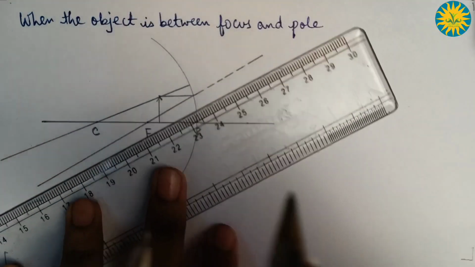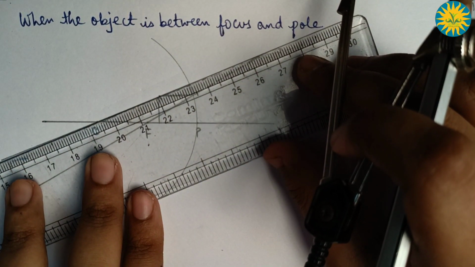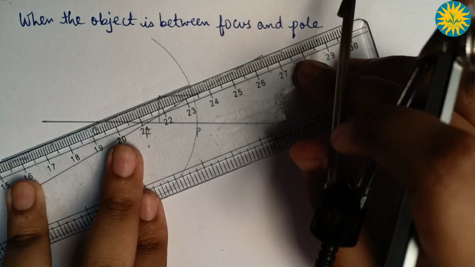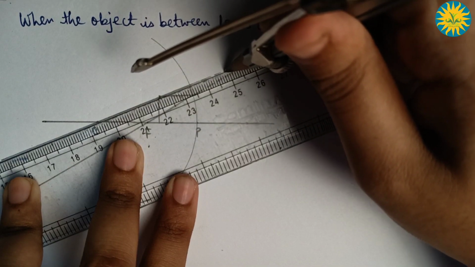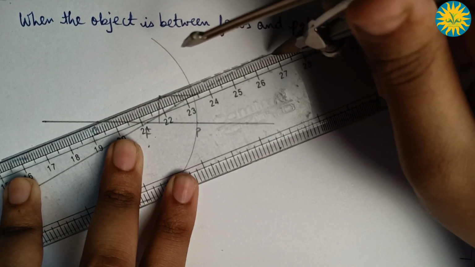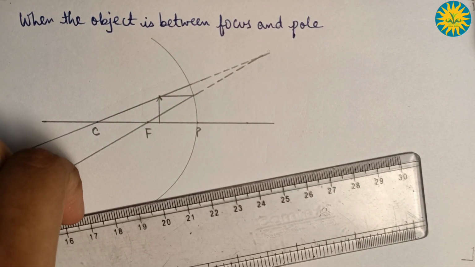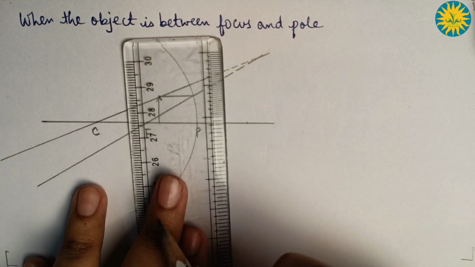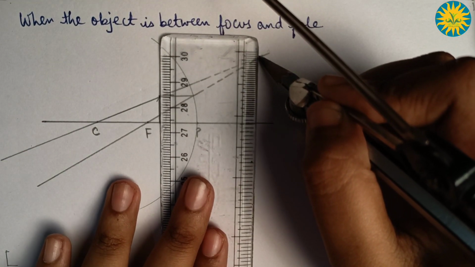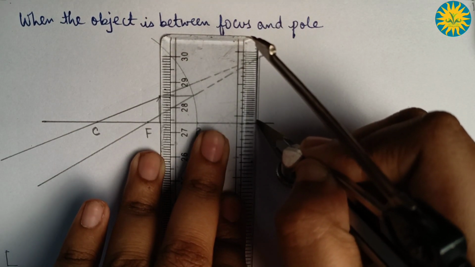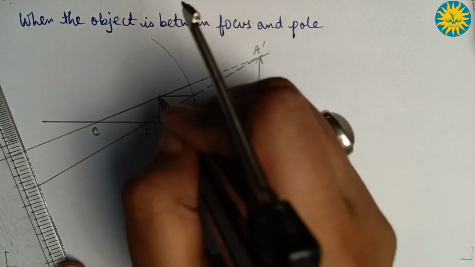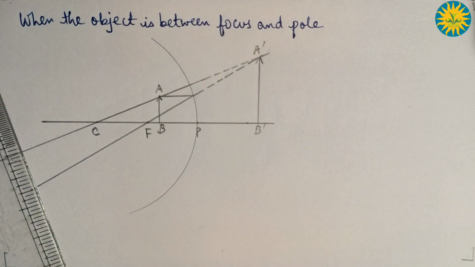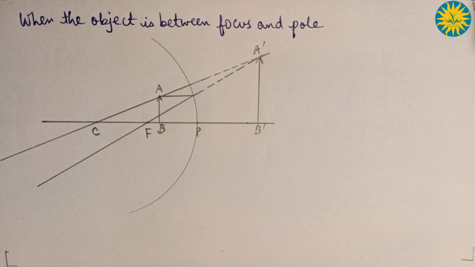So we are extending the line. Why we are extending the line, you will understand. We are extending both the reflected rays. Now just see, we are drawing the dotted line to denote this extended line. You can see that both the reflected rays meet at a point beyond the mirror. So this is the point of intersection of both the reflected rays and the image is formed at that point. The image is named as A dash B dash and the object is named as AB. So you can see that the image is formed beyond the mirror.